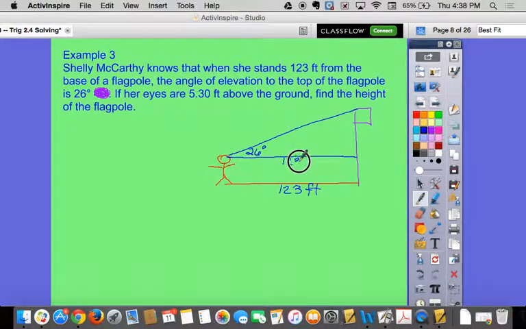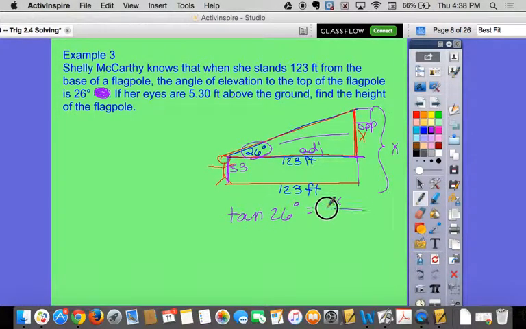We're assuming she's standing up straight, right? If her eyes are 5.3 feet above the ground, find the height of the flagpole. Well, you're wanting this, right? To start with, you've got to get this part. So you need to be noticing this triangle right here. It's all based on this angle. This side is opposite, this side is adjacent. Which trig function is that? Tangent 26 equals x over 123.